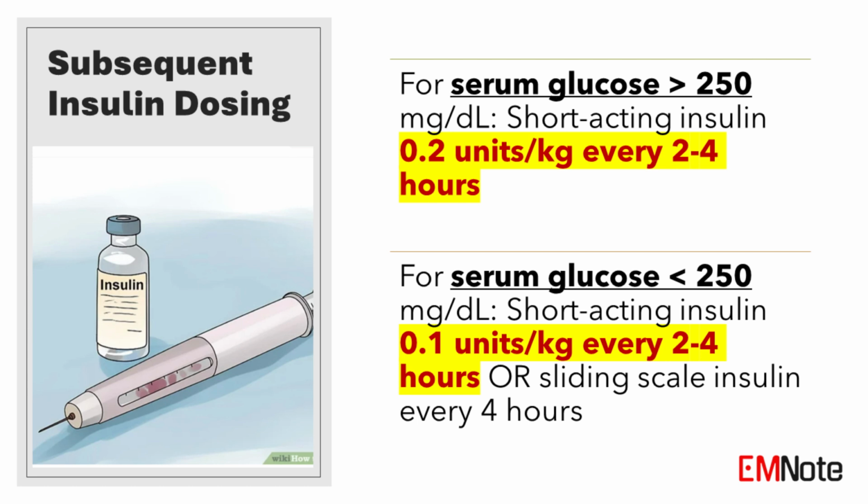For serum glucose less than 250 milligrams per deciliter, short-acting insulin 0.1 units per kilogram every 2 to 4 hours, or transition to a sliding scale insulin regimen every 4 hours. It's crucial to initiate insulin therapy only after ensuring adequate electrolyte repletion, particularly potassium, to minimize the risk of arrhythmias.